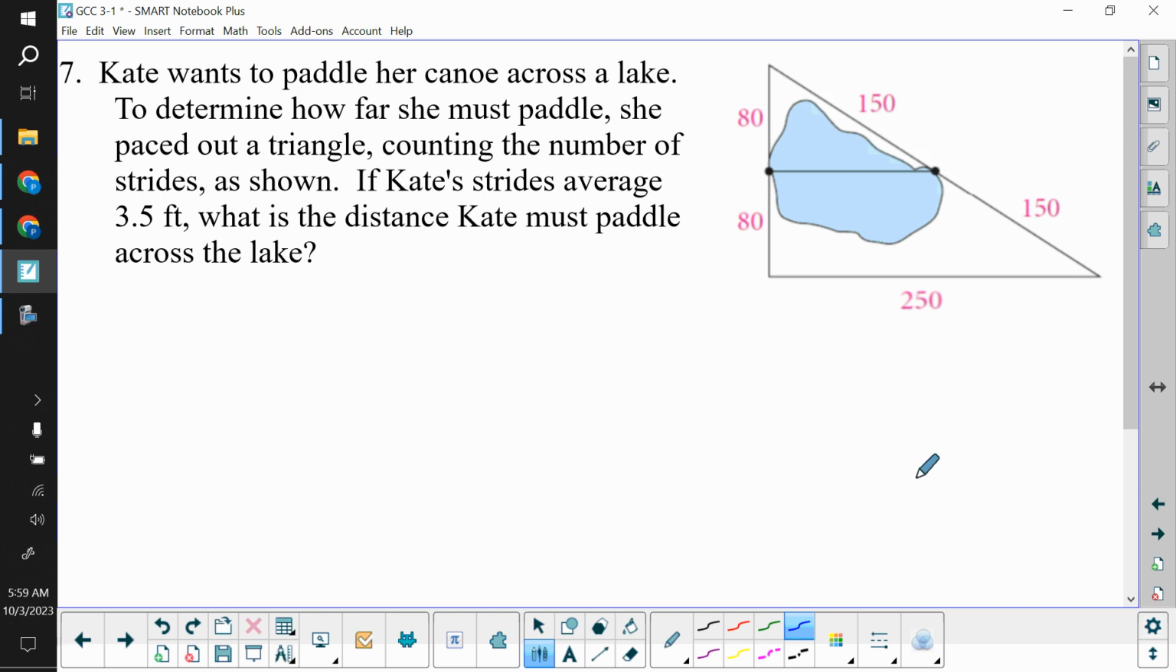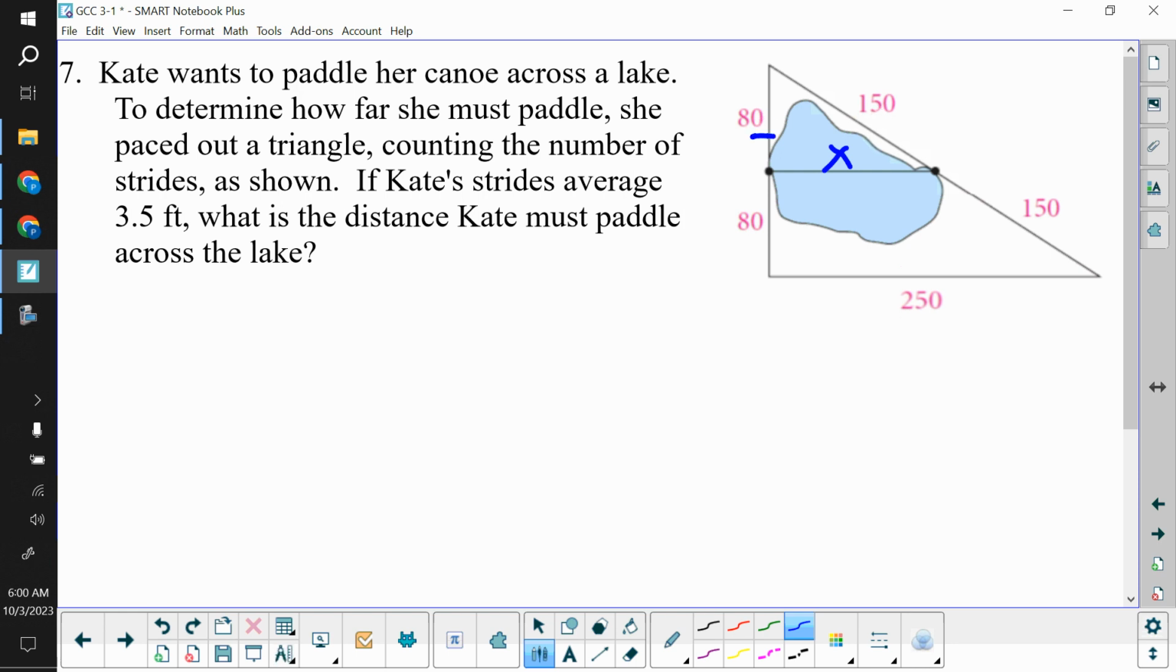All right, so we want to find the distance across the lake. Notice these numbers are in strides. So eventually we'll have to convert it to feet, but let's find the strides amount first. X is not in our problem, so I can put X here. If X was in the problem somewhere, I'd have to use a different variable.